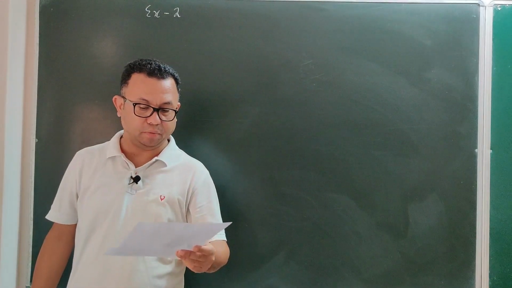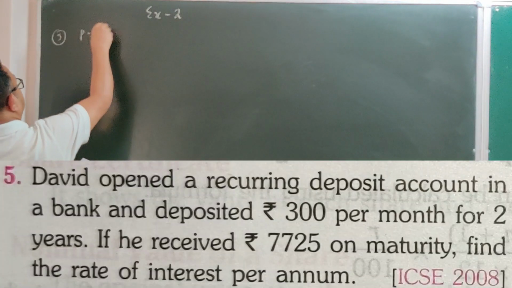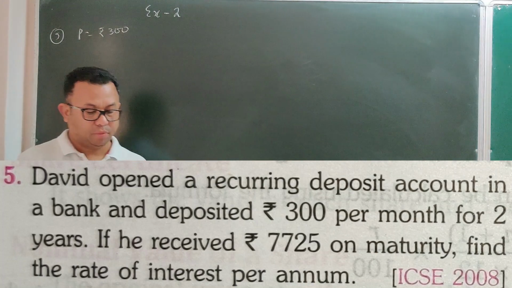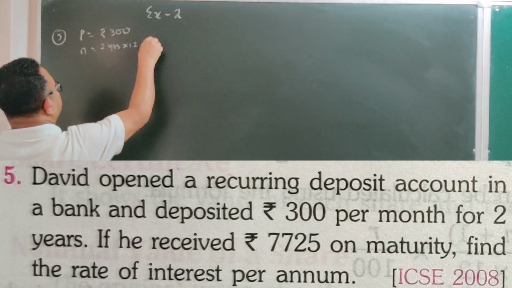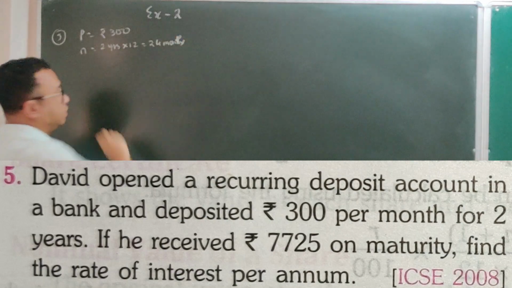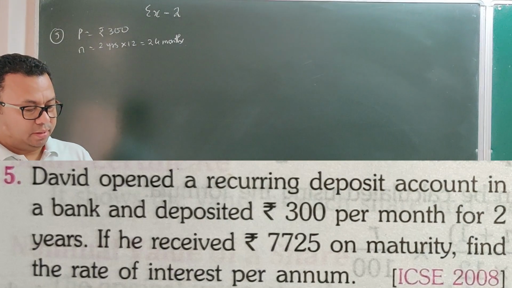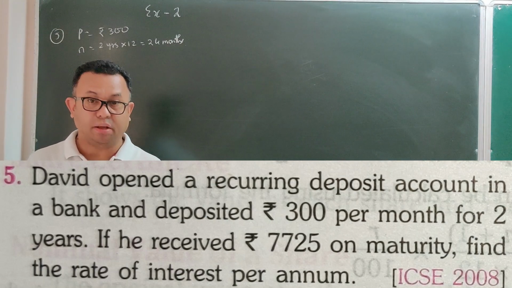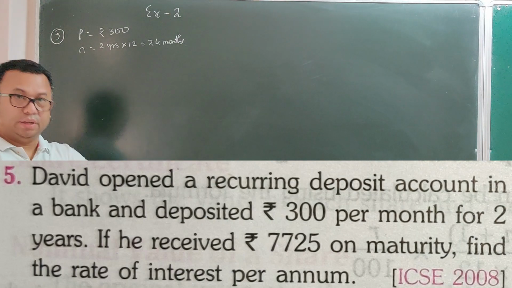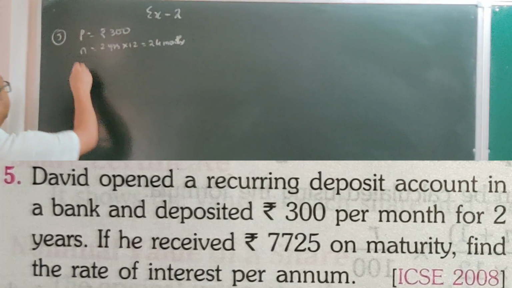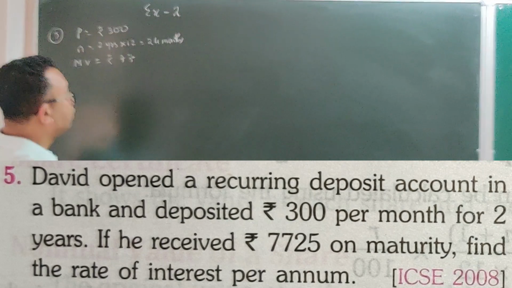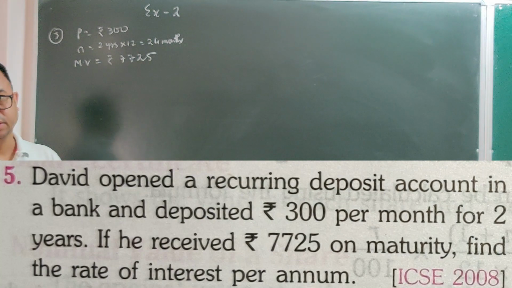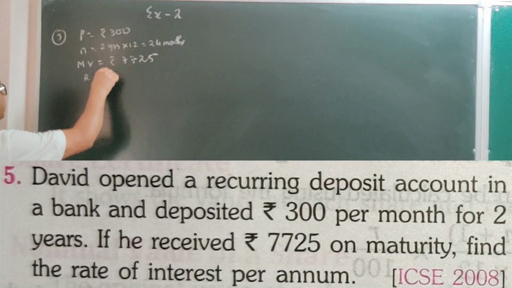So, Debit opens a recurring deposit account in a bank and deposits rupees 300 per month. So principal is rupees 300, deposited every month, for 2 years. If I convert into months, it becomes 24 months. Don't forget, years have to be converted into months. If he receives rupees 7725 on maturity, here you can see maturity value is given. On maturity means when the time is completed, he gets rupees 7725. And the question asks what is the rate of interest.